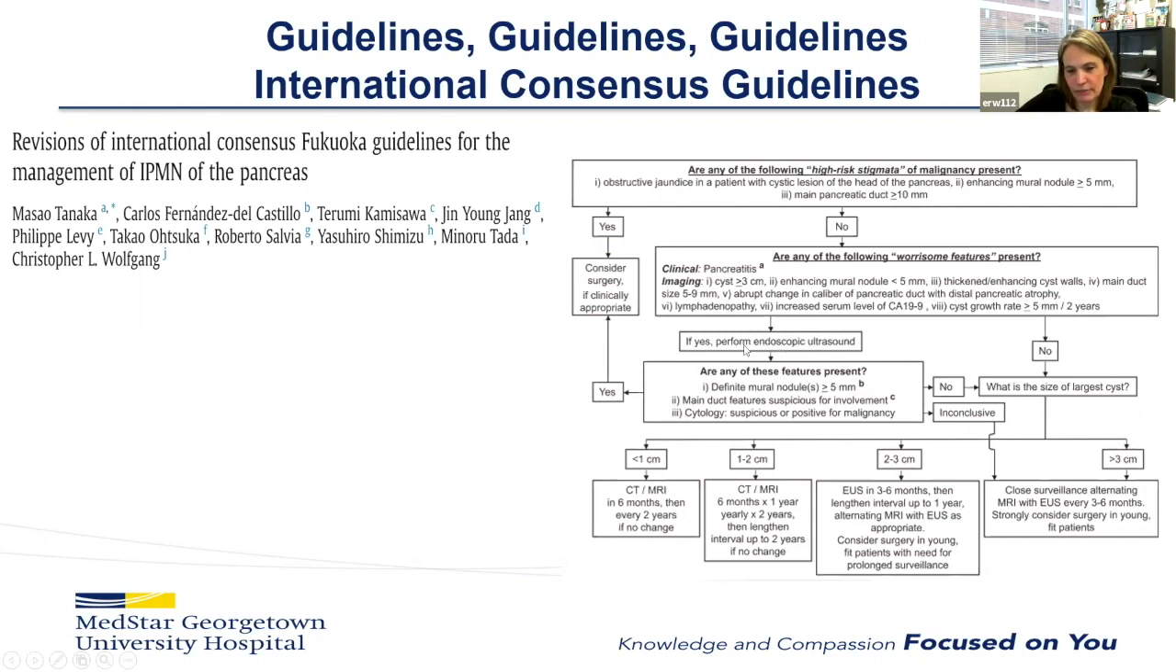So the bottom line is, if you have a worrisome feature, what's suggested by the ICG is that an endoscopic ultrasound is performed. Of course, usually an endoscopic ultrasound is performed up in the diagnostic phase as well. So generally this leaves you a little bit stuck, but the idea is, if on endoscopic ultrasound a definite mural nodule is found that's greater than 5 millimeters, the main duct looks involved, or the cytology, of course, is suspicious or positive for malignancy, not for mucinous cells, then you go into this category and consider surgery if appropriate.